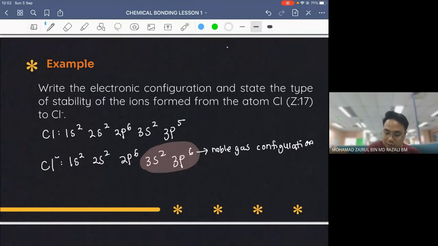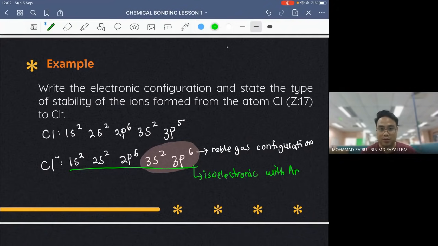Sebab apa? Sebab dia punya electronic configuration ini adalah isoelectronic with argon. Sebab argon juga ada 18 elektron.